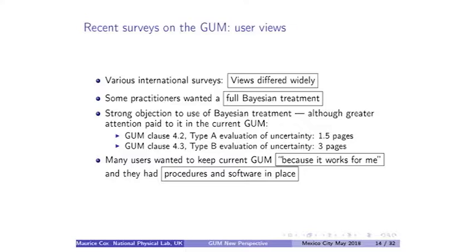It's interesting, if you look at the current GUM, there's more attention paid to type B evaluation of uncertainty, 3 pages, than to type A evaluation of uncertainty. Type A is frequentist in the GUM and type B is Bayesian. Many users wanted to keep the current GUM exactly as it stands because they said it works for me. And they had procedures in place, software already written, and so it's understandable they wanted to stick to the current GUM.